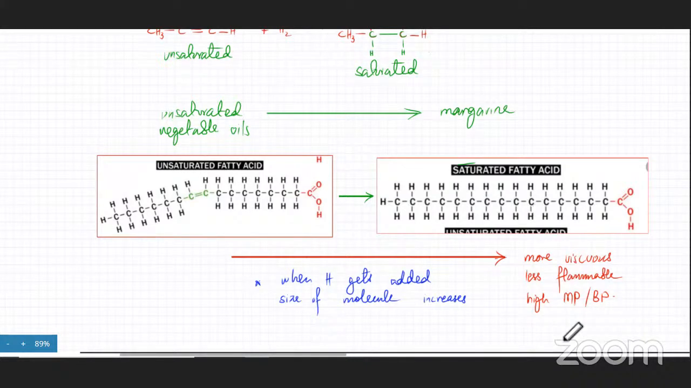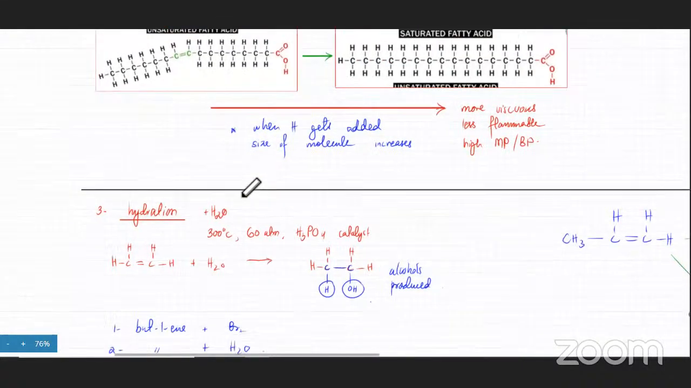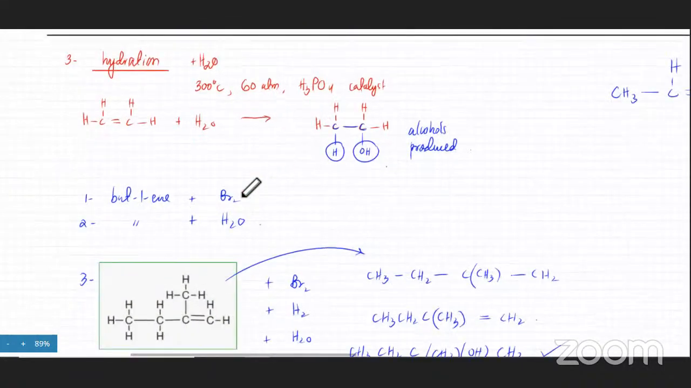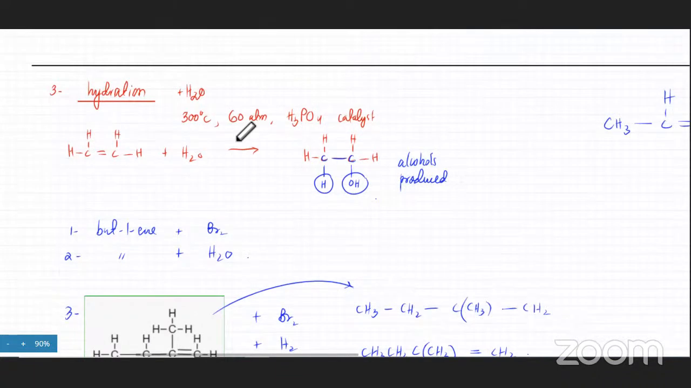Because of the slight increase in size, the substance becomes more viscous. It becomes less flammable, and it has higher melting and boiling points. ठीक है? तो margarine जो होता है वो thick होता है. This one is like liquid oil. और फिर एक hydration है, which is कि H and OH are going to get added to it, खास तौर पे अगर आप water add करोगे under these conditions.